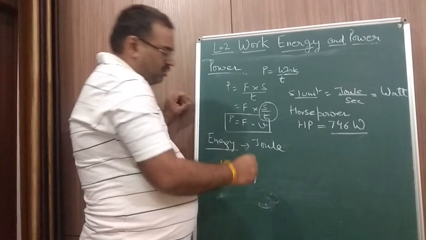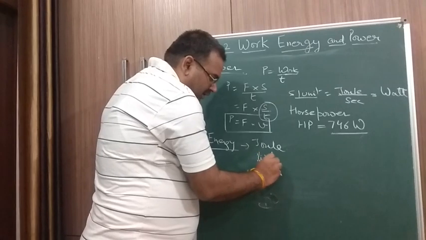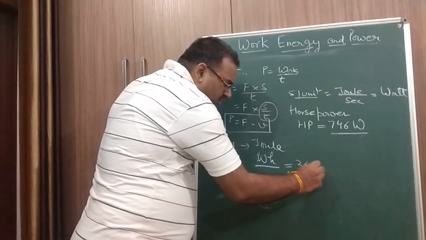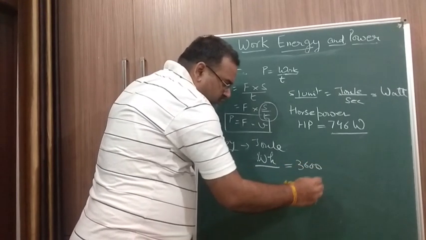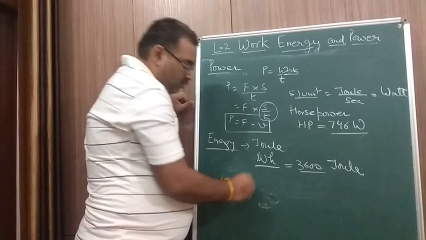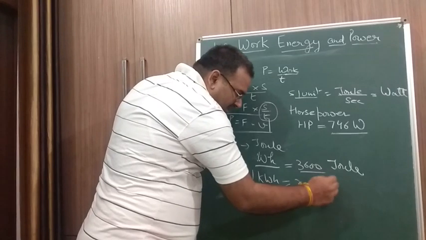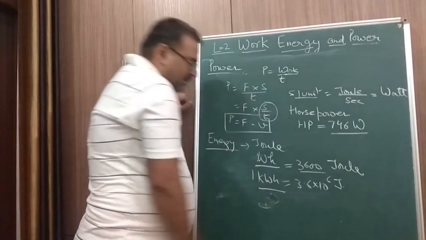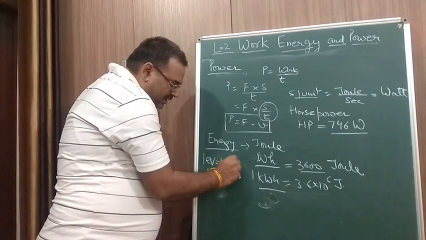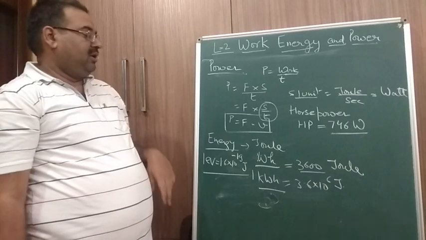Work is energy. Another unit is watt hour. 1 watt hour is equal to 3600 joules. Then 1 kilowatt hour, another unit, is equal to 3.6 into 10 raised to power 6 joules. The third one is 1 electron volt, which is equal to 1.6 into 10 raised to power minus 19 joules. These are certain units of energy.